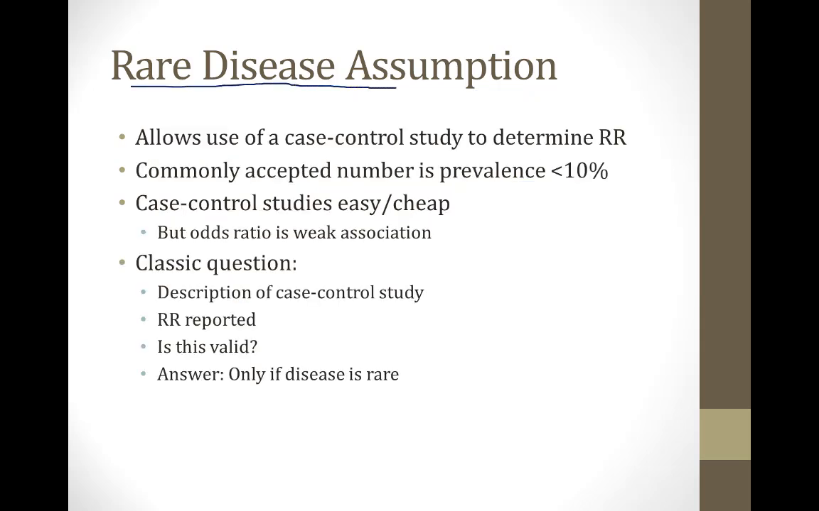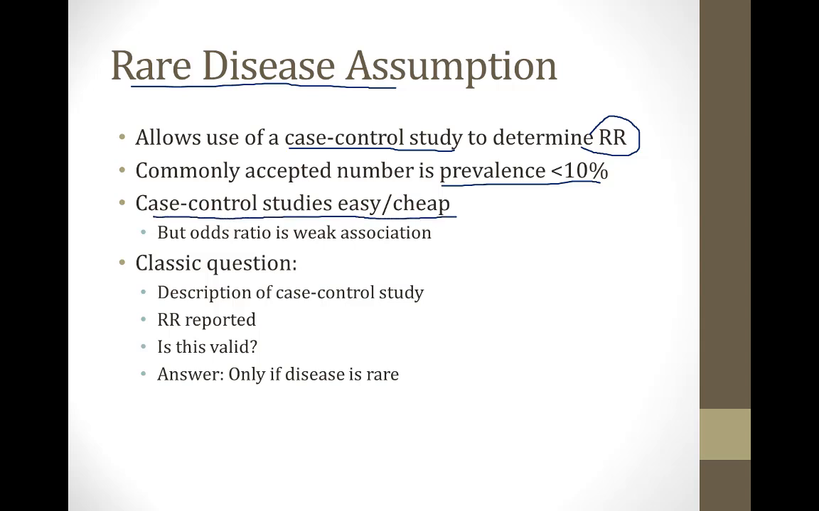So the rare disease assumption allows us to use a case control study design to determine a risk ratio. Remember, case control studies are usually done to determine an odds ratio, but when the disease is rare, we can use them to determine a risk ratio. The commonly accepted definition of a rare disease is a prevalence under 10%. So if your study population has a disease prevalence of less than 10% of the subjects, then you can make the rare disease assumption. And this is very helpful because case control studies are easier to do and they're often cheaper.